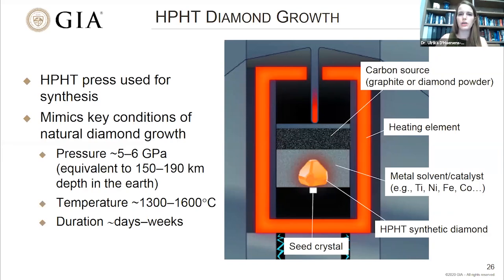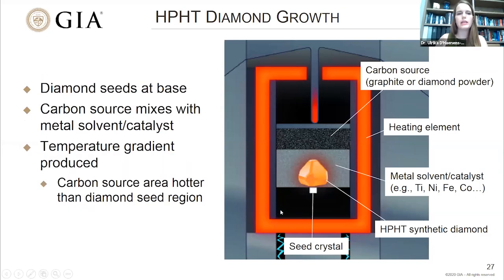So here you have this little cartoon of the inside of an HPHT capsule. And the key ingredients that they have are, they have to start with a piece of diamond, the seed crystal. This could just be a small piece of diamond, say from diamond grit that they produce for the grit and polishing industry.